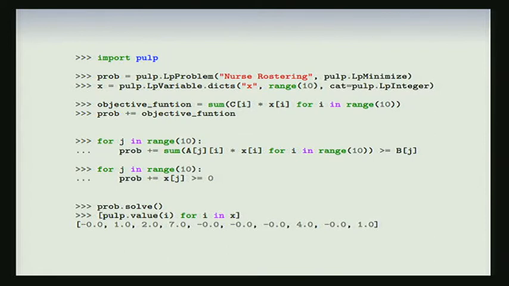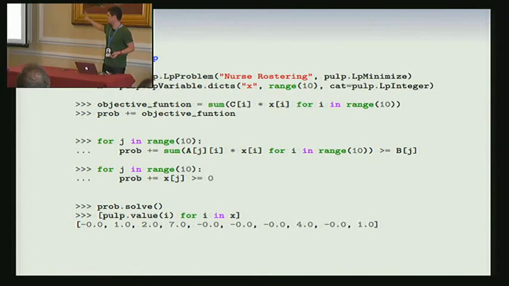The solution in this case being I should hire 1 full-time nurse starting at 10 o'clock, 2 full-time nurses starting at 11, 7 part-time nurses starting at 9, 4 part-time nurses at 1, and 1 part-time nurse starting at 3. So in quite a small number of lines of code, we've solved a big scheduling problem for a hospital ward.